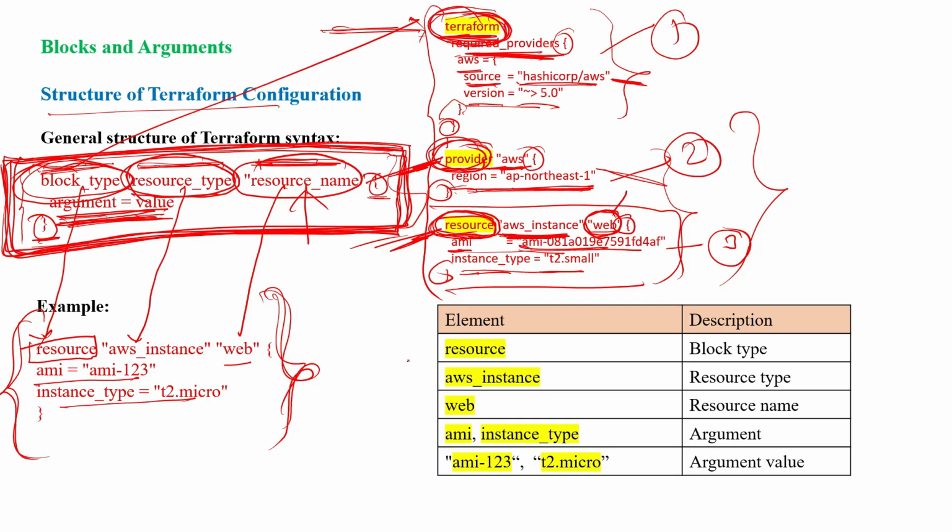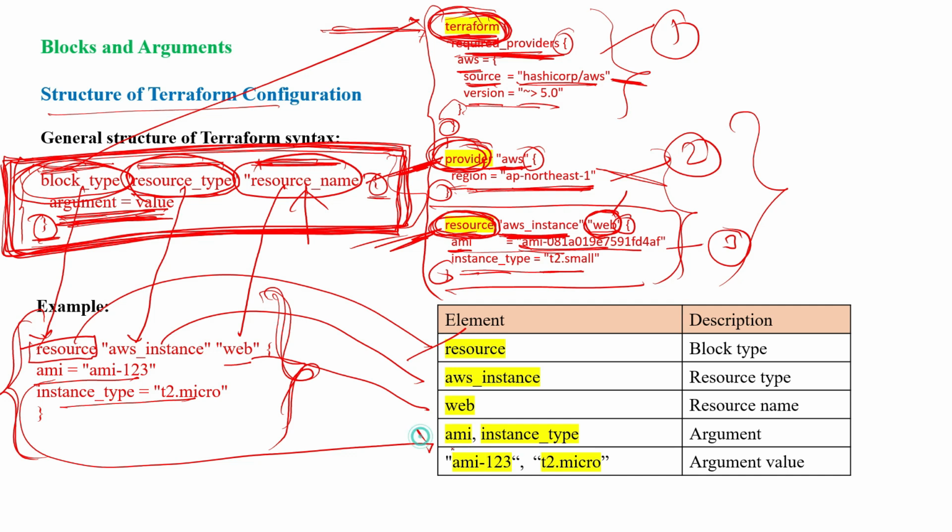So here what we have: resource first. Then we have aws_instance. Then we have given the name for the resource. Then we have given the AMI and instance type. So these are the key value pairs, right? This is a key. This is the corresponding value. AMI is the key. AMI ID is the value. instance_type is the key. t2.micro is the value. So we have this key field and then we have corresponding value fields.